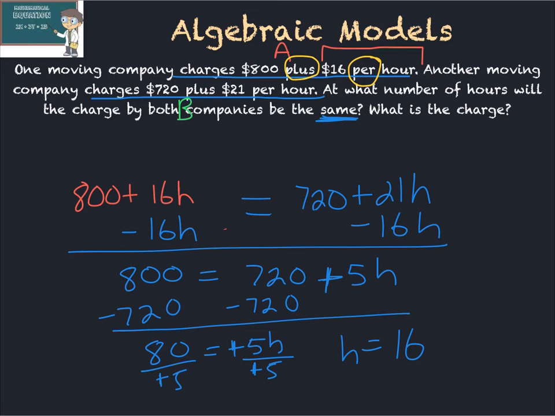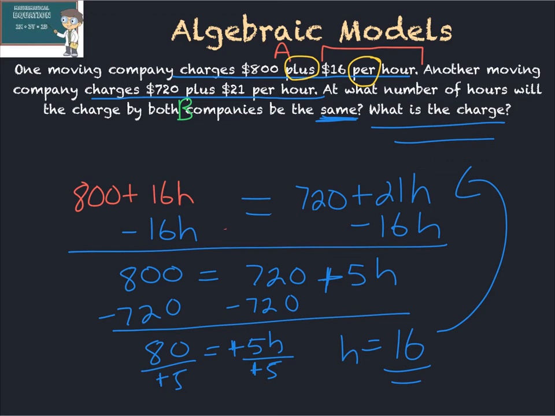Now, it asks for the charges. What would the cost be? Well, in order to figure out the cost, we'd actually have to plug 16 into one of these two expressions. It doesn't matter which one, and I'm not going to do that part, but you could go ahead and do that and figure out what the charge would actually be. But after 16 hours, we do know that the charge will be the same.